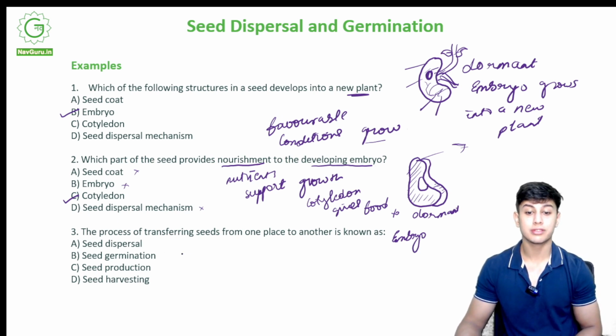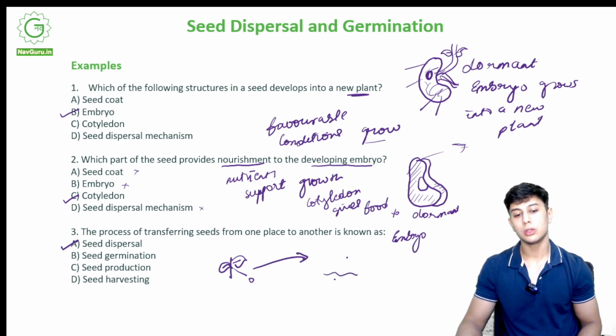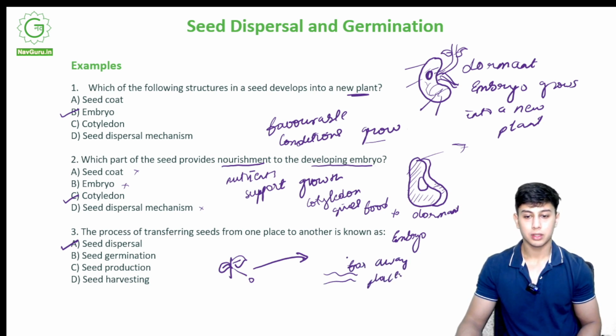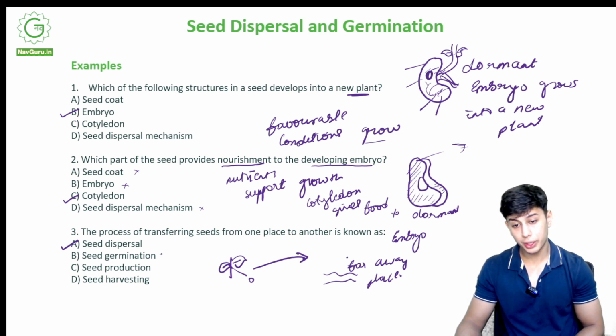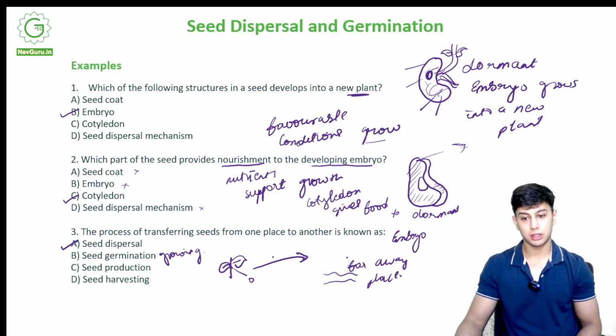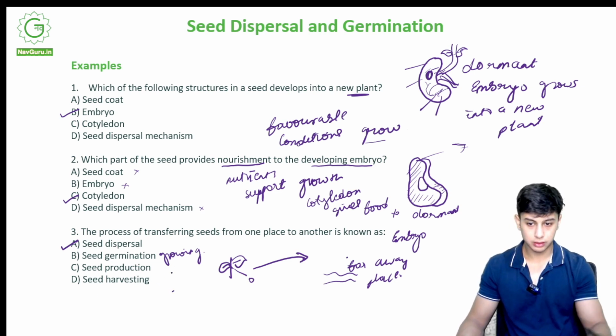The process of transferring seeds from one place to another is known as what? Seed dispersal, seed germination, seed production, seed harvesting. It is A, seed dispersal. From one plant, a seed goes away to grow in a far away place. Seed germination is the growing of that seed into a new plant. Seed production is completely different, that is from the flowers, and seed harvesting is nothing. So seed dispersal.